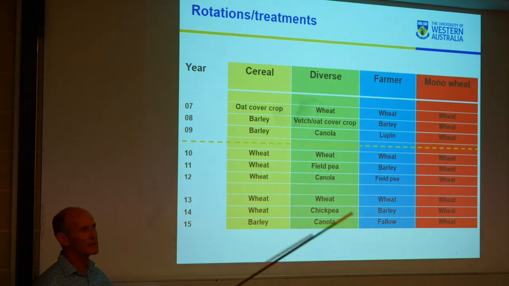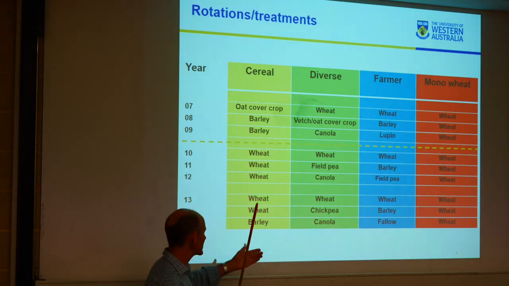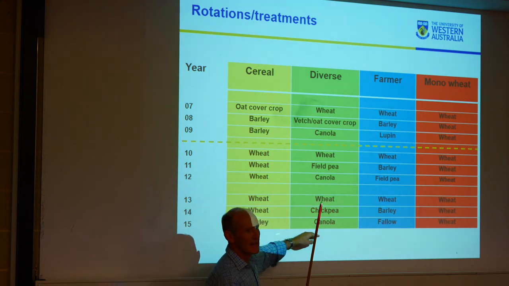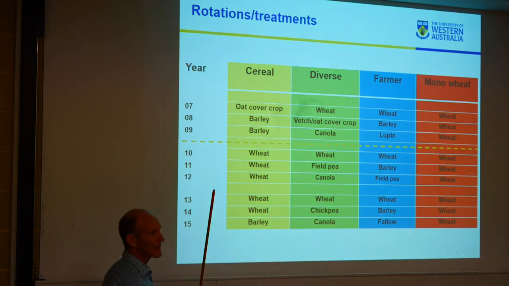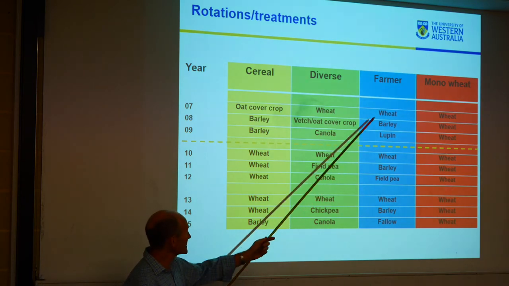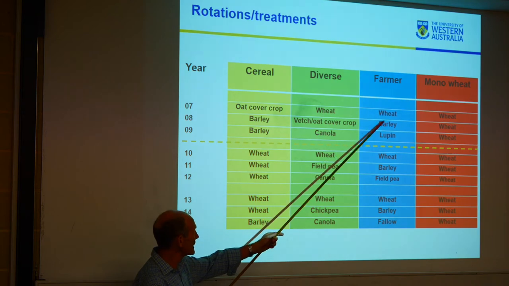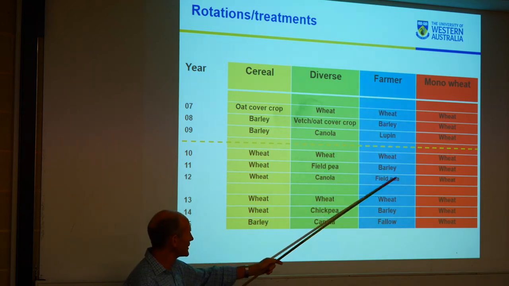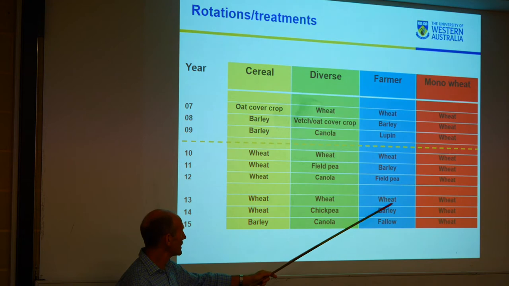And the next 3 years, which was after 2015, incidentally, here we've got wheat, albus lupin, and canola. So we've gone wheat, lupin, canola again. It's a heavy red soil, slightly alkaline, and hence we've gone to the albus lupin. The farmer rotation has essentially been wheat and barley, so wheat, barley, lupin, wheat, barley, field pea, and wheat, barley, fallow.